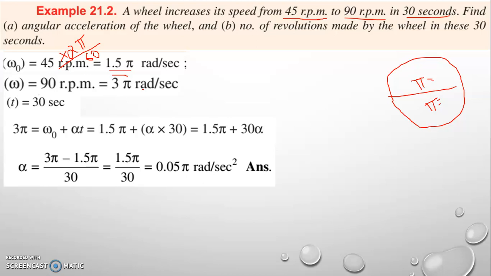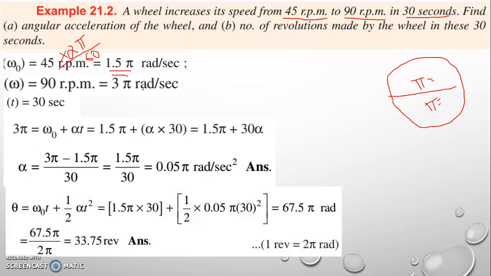S is equal to ut plus half at square, or theta is equal to omega naught t plus half alpha t square. Omega naught is 1.5 pi and t is equal to 30 seconds. Alpha is 0.05 pi, again 30 square. So we will get the value of 67.5 pi as the value of theta in radians.